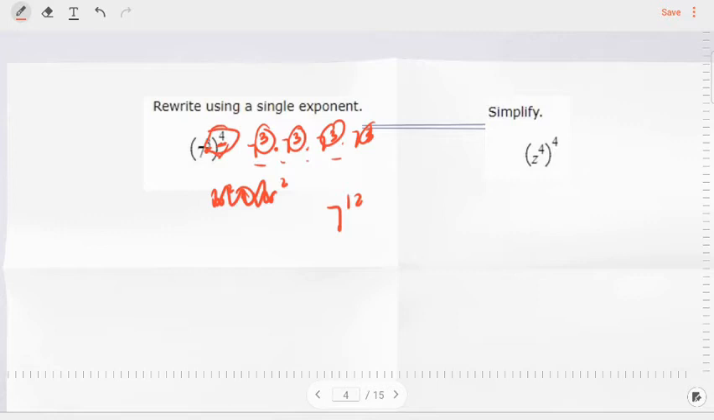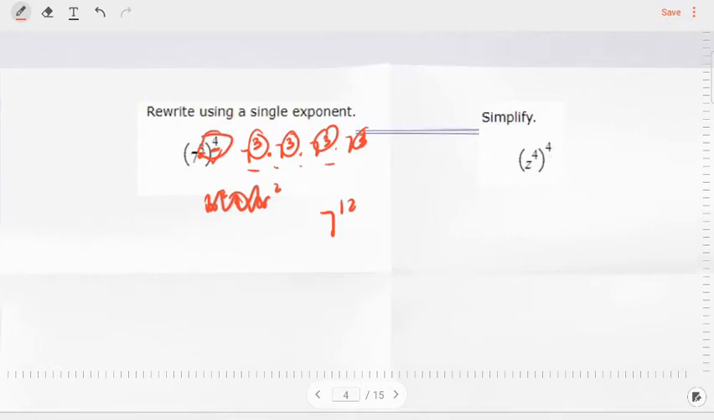Now notice I could have just multiplied. 3 times 4 is 12. So let's take that into account for this problem. It's a power to a power, so I just multiply and I have z to the 16th power.